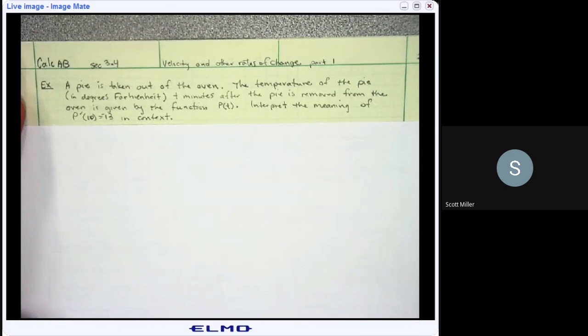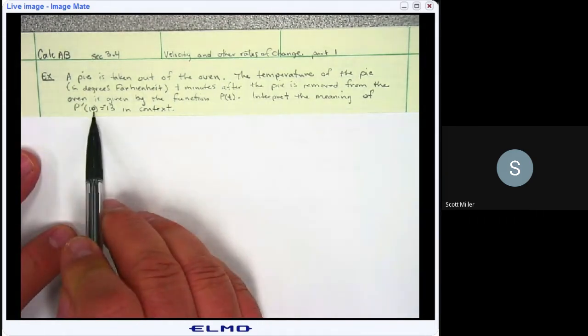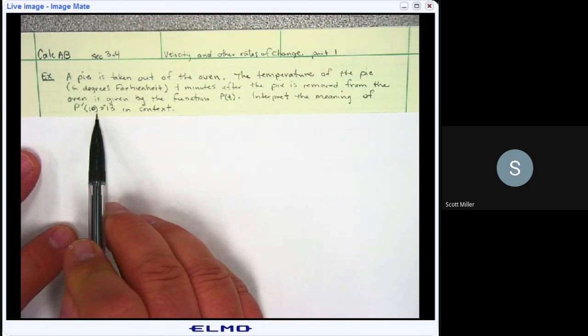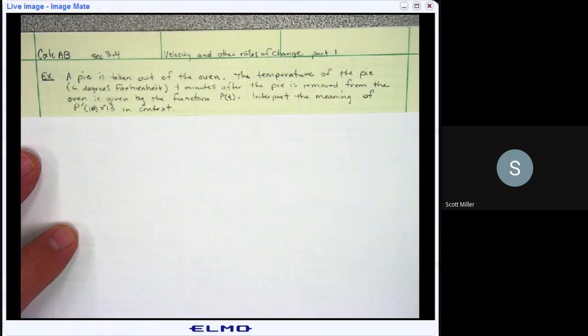So let's look at an example of how this is going to be done. Let me pull it down here so you can see the question. A pie is taken out of the oven. The temperature of the pie in degrees Fahrenheit, t minutes after the pie is removed from the oven, is given by the function p of t. Interpret the meaning of p prime of 10 equals negative 13 in context. Okay, so what does this mean in context?